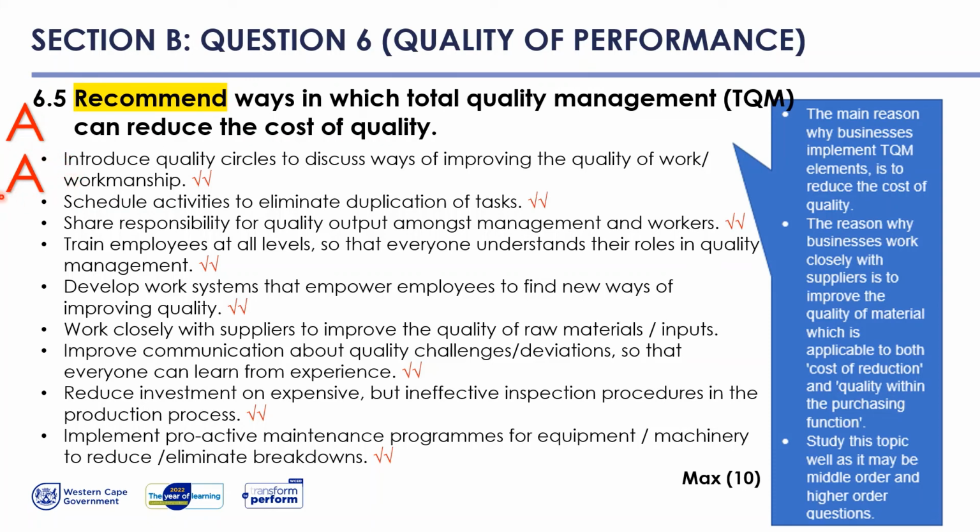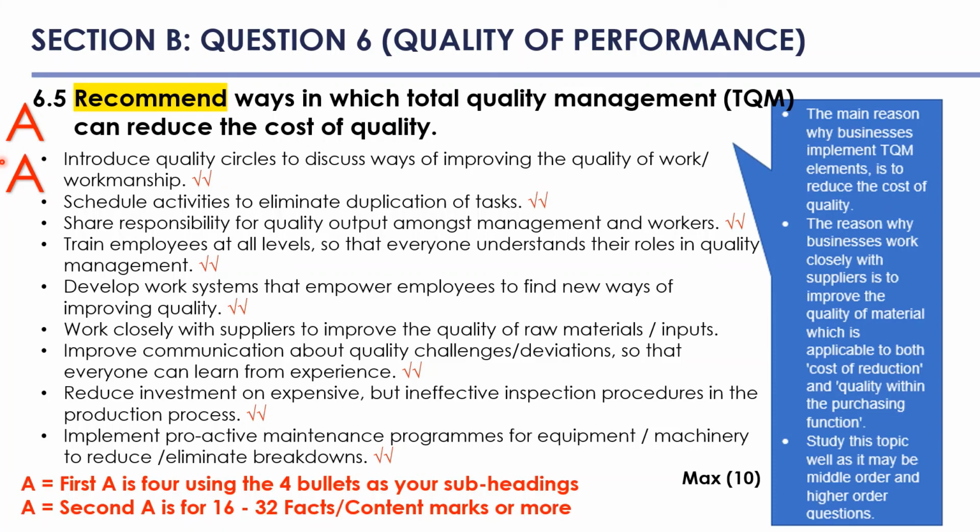So it's important, learners, that we try to be as accurate as possible and that we study so that we can get as many marks as possible in our essay. So remember that the first A is for using the 4 bullets as your subheadings and addressing them and having content underneath them. And the second A is then for 16 to 32 facts or content marks or more. Remember that it is possible that you can exceed your 32 marks, but we can only give you a maximum of 32 marks for your essay.